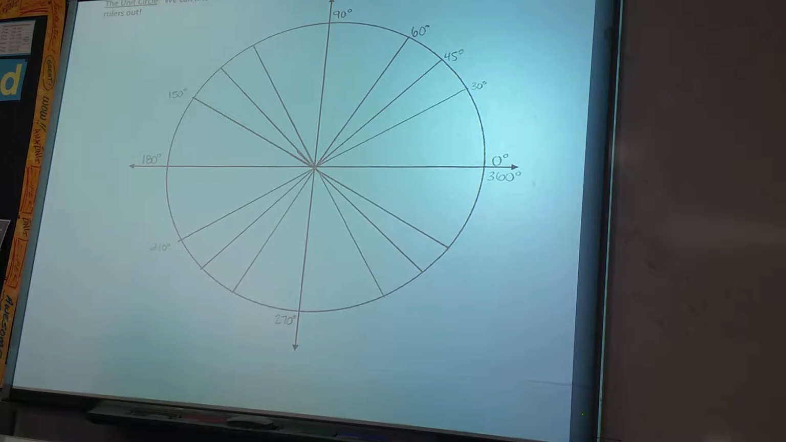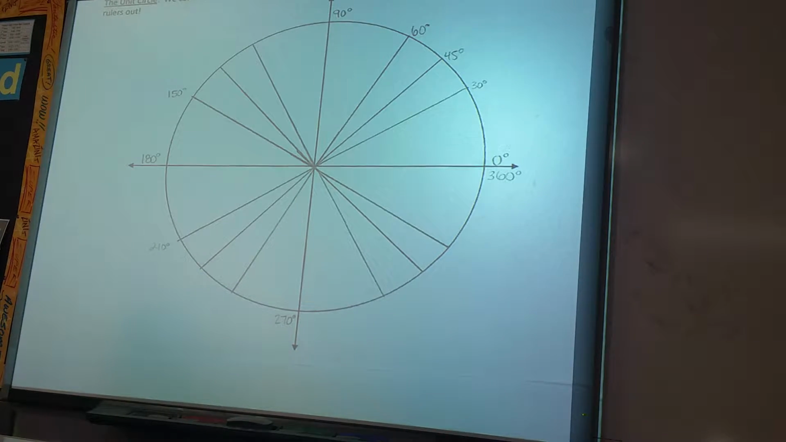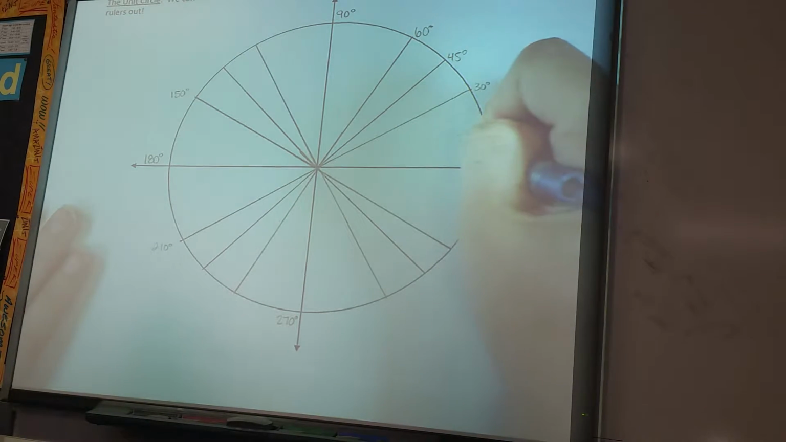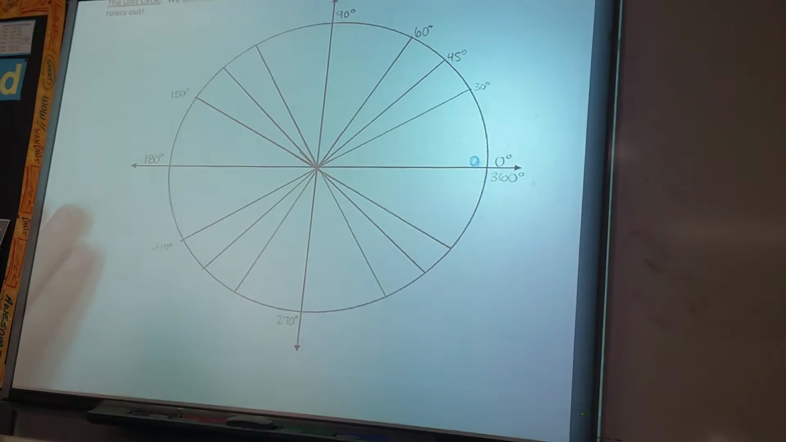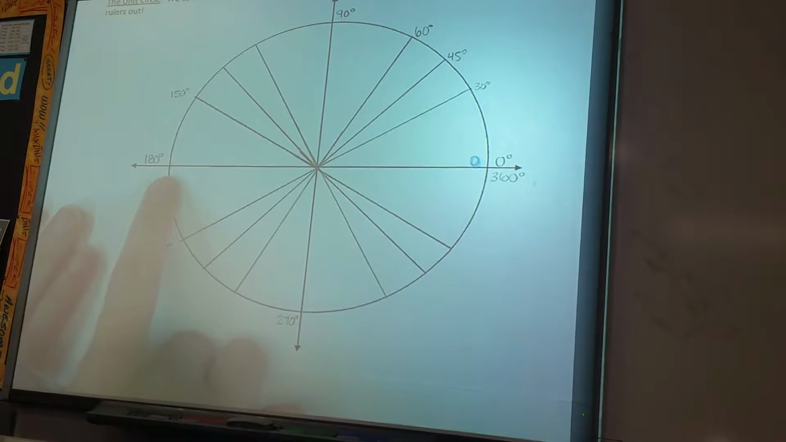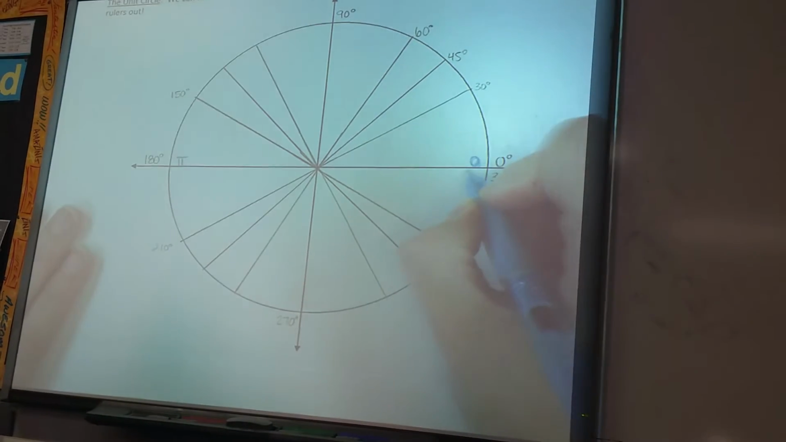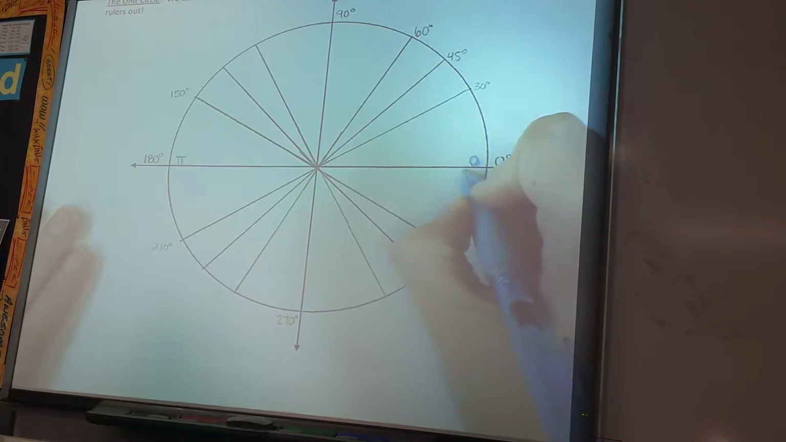Okay, so next we're going to talk about how you can find the radians. And I feel like this is usually the part where people get confused. Remember, radians are just another way to measure your angles. So the radians are going to start here at 0. Do you guys remember how many radians are 180 degrees? Pi. Yeah, 1 pi. Okay, so then this is going to be pi. And then a full time around the circle will be 2 pi.